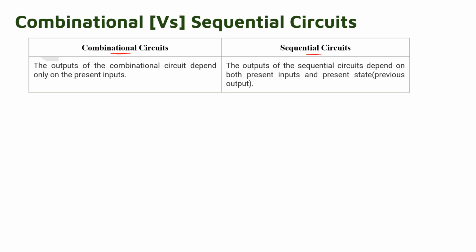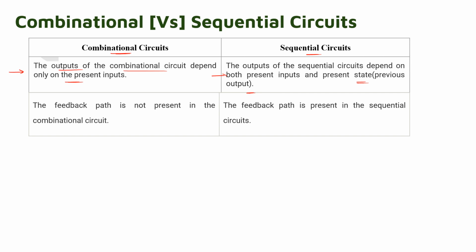So here the first point is that the outputs of combinational circuits depend only on the present inputs. On the opposite side, the outputs of sequential circuits depend on both present inputs and the previous state. The previous states are stored in the memory elements.